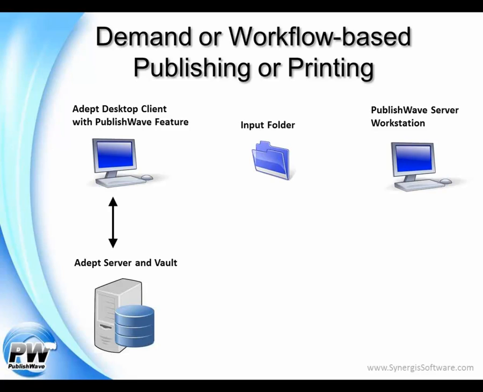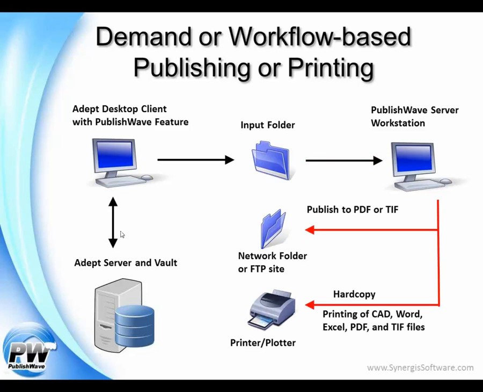So how does it work? When you submit a job or on an event trigger, as you'll see, a job is submitted to an input folder. Think of that as a job queue that PublishWave is waiting for work. When a job is submitted, PublishWave reads that job, what you want to do with those documents, and then you have different options. You may say, I just want to publish my documents to a network folder or a folder representing an FTP site or Dropbox or something like that. So that's a network location.